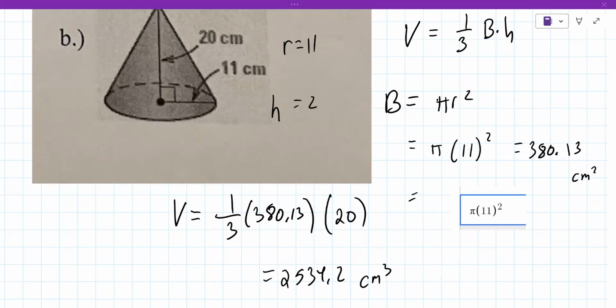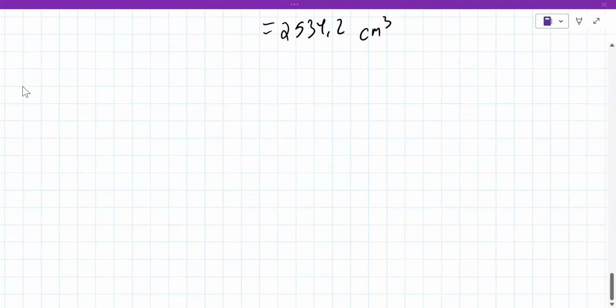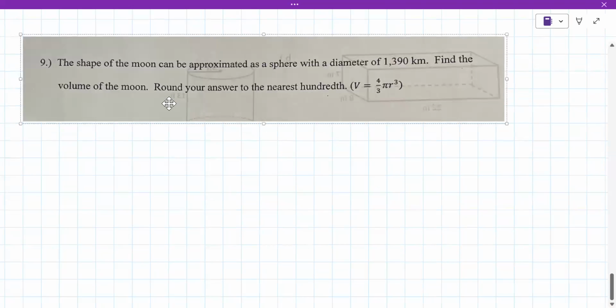Yeah, let's look at number 9. We haven't looked at these yet. Will you read this one out loud for us, please? The shape of the moon can be approximated as a sphere with a diameter of 1,390 kilometers. Find the volume of the moon. Round the answer to the nearest 100. V equals 4/3 pi r cubed.